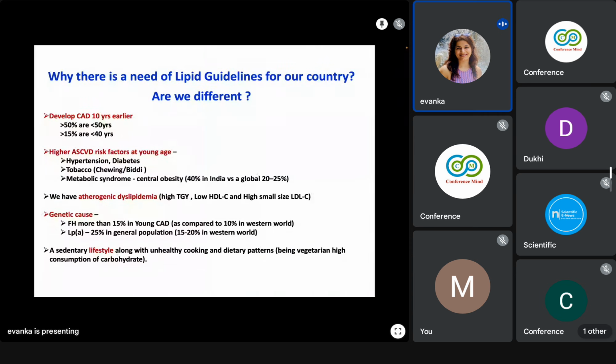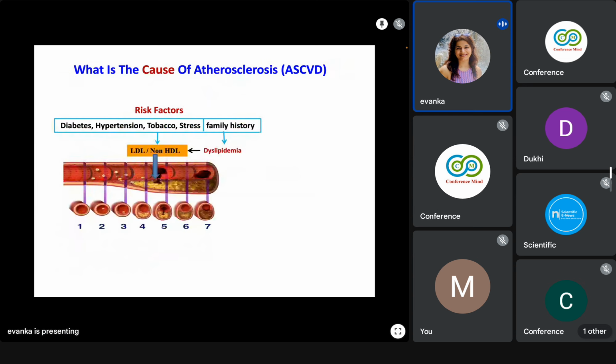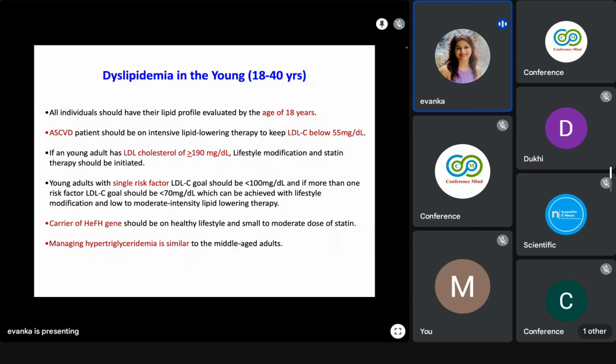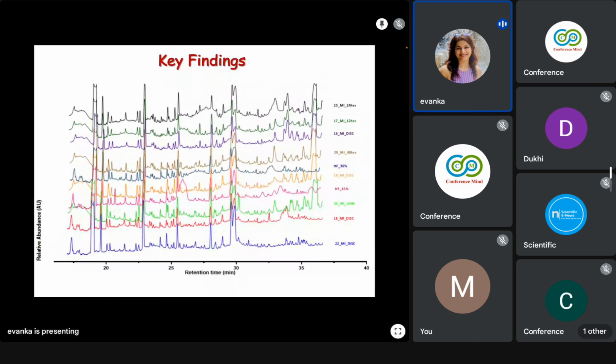So now, why is there a need for this lipid guideline for our country? Are we different? There comes the role of atherosclerosis. There are a few risk factors like diabetes, hypertension, tobacco, and family history, which define what is known as dyslipidemia. So why is the prevalence of dyslipidemia seen higher in younger patients? This may be because of other risk factors like LDL cholesterol, HDL cholesterol, or maybe CRP and other genes which are already known. So what we had done is run the metabolomics of a few patient samples.